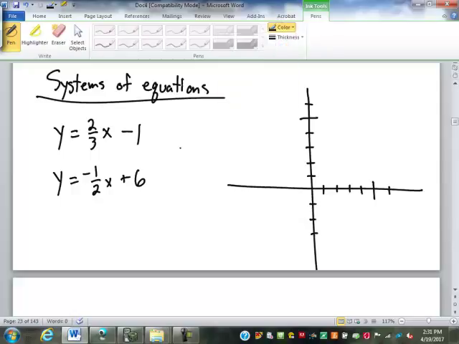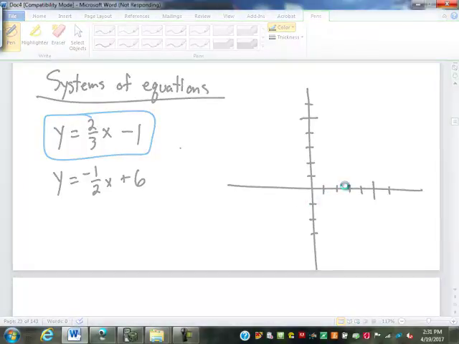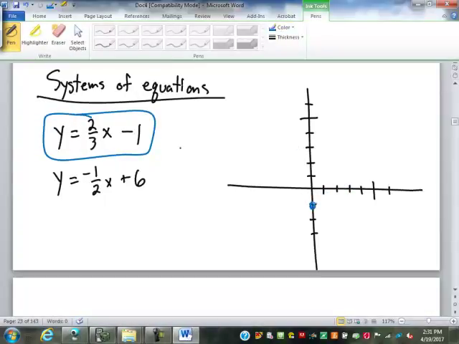So let's start out here with the top one. Where do we start? Negative 1, right here. And from there we go up 2, over 3. Right there, right? Let's do it again. Up 2, over 3. So we've got the line going through those points.